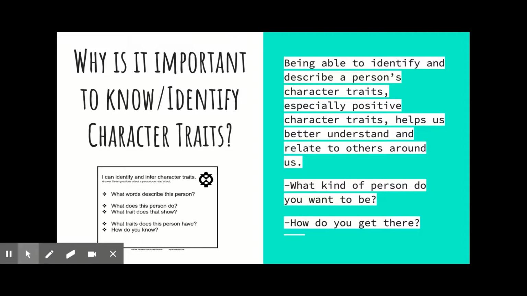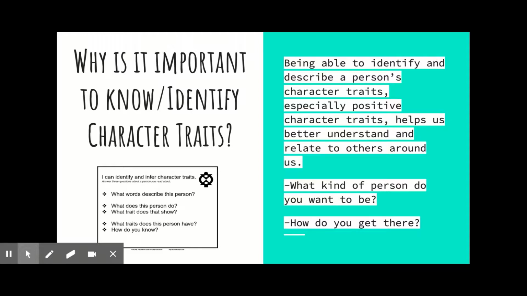So if we're reading a story, we want to read and pay attention closely to what the character does, what they say, how they think and feel throughout the story. That is how we determine their character traits. Do they have positive character traits, or do they have negative character traits? And if so, what are those positive or negative character traits? What is their personality like?